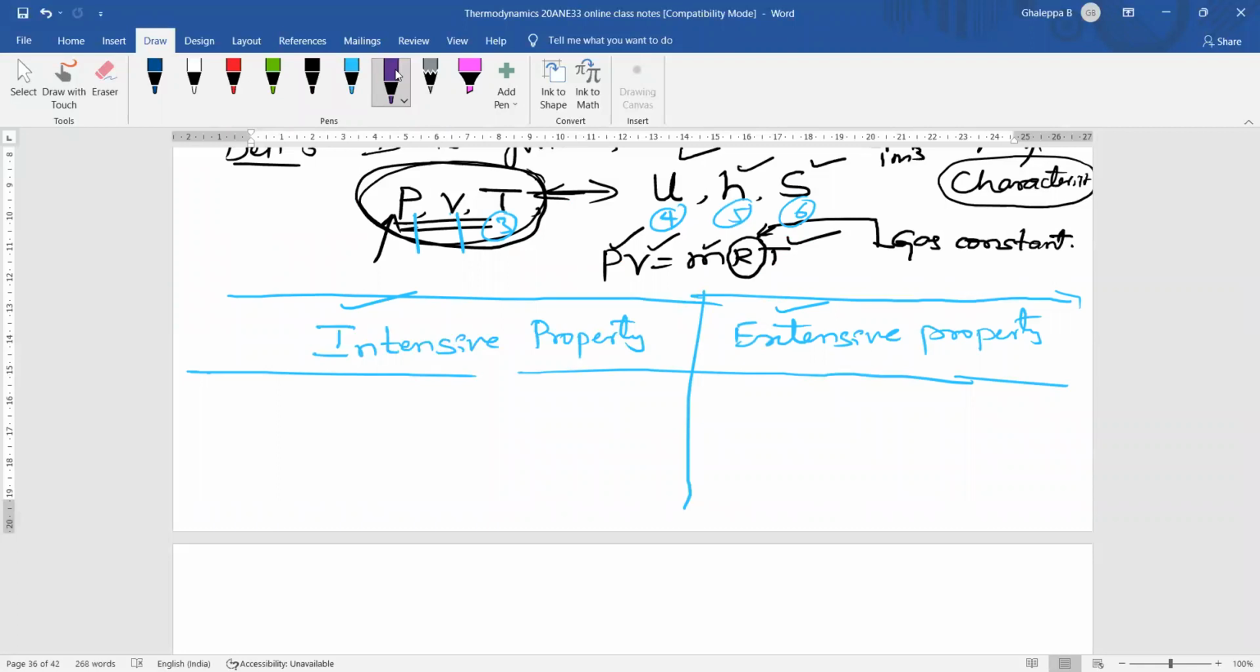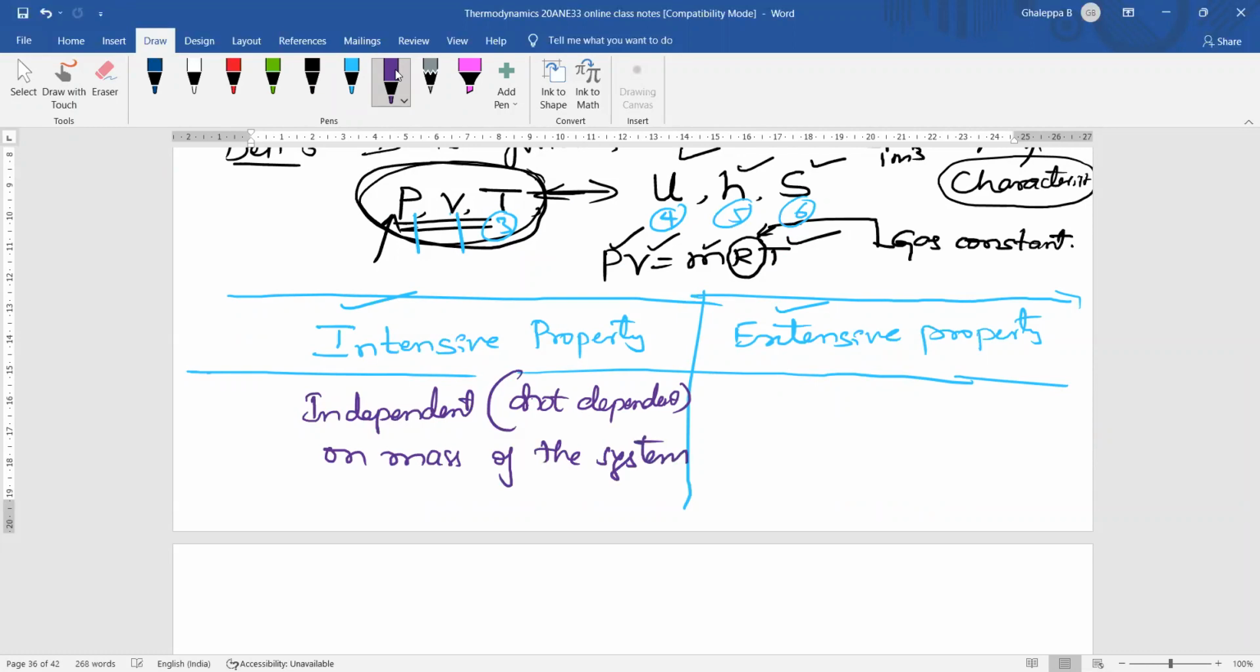Intensive properties are the properties which are independent of the mass of the system. Independent means not dependent, they do not depend on the mass of the system.